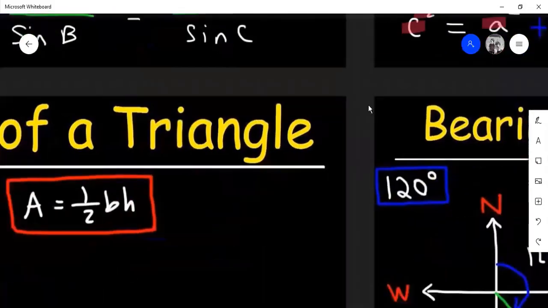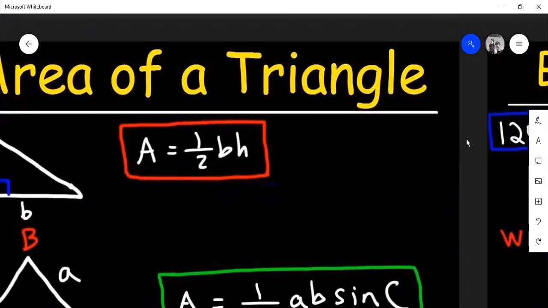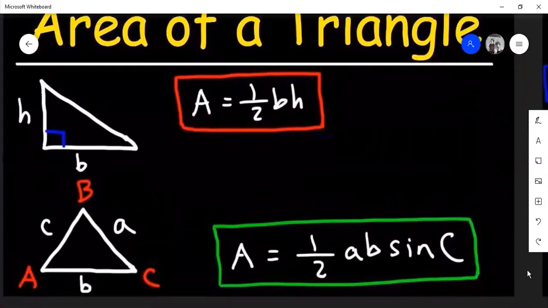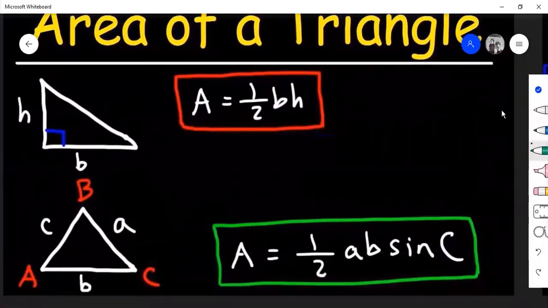And I think we have one more we need to cover, the area of a triangle. The area of a right-angled triangle is quite easy. You guys know it's just 1/2 height times base. But remember, this formula is only applicable for 90 degrees. Whereas for a triangle which is not 90 degrees, we will use a slightly different approach, which is this formula: 1/2 ab sine C.